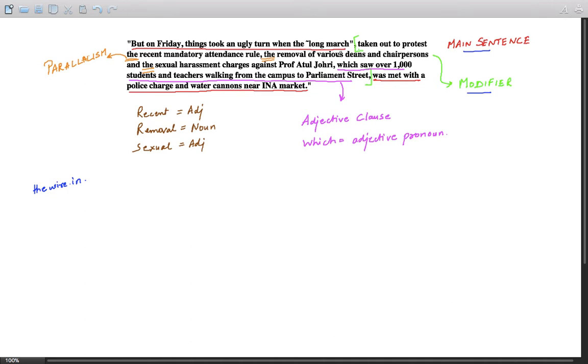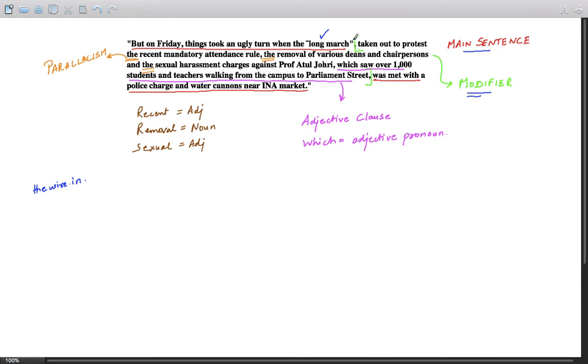However, after writing this sentence, the author wanted to give some additional information. What exactly was the long march doing? So that brings modifier into picture. So modifiers are those parts of the sentences which give additional information about a noun, here the long march, a subject, and however they do not have an existence of their own.